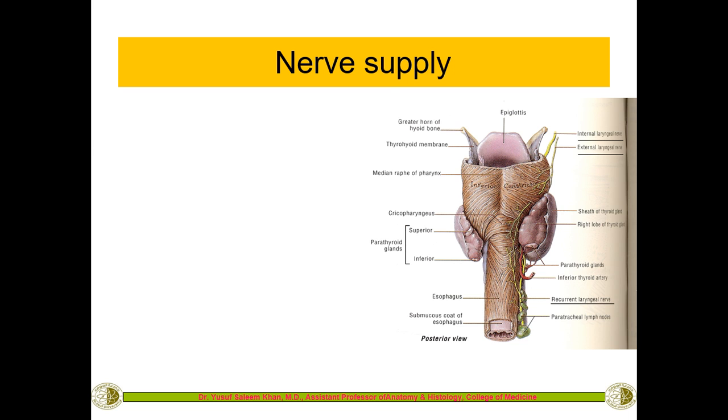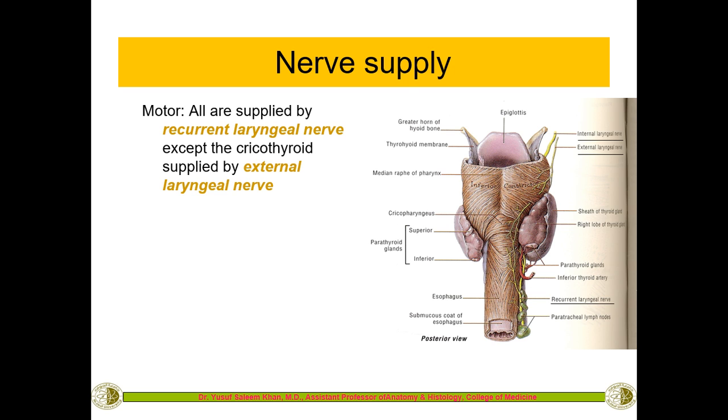Now coming to the nerve supply of the larynx. All the muscles of the larynx are supplied by the recurrent laryngeal nerve. If you can see in this picture, this is the larynx here, and all these muscles are supplied by the recurrent laryngeal nerve. So this is the motor nerve, except one muscle, which is the cricothyroid. You remember that we had seen that the cricothyroid muscle is outside. This is the only muscle which is present outside. All other muscles are inside. All intrinsic muscles are inside.